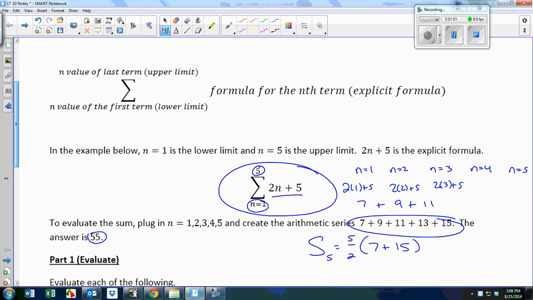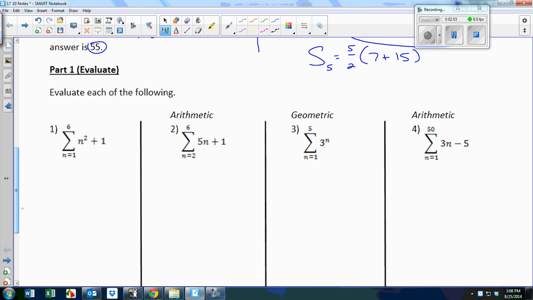But the sigma symbol will tell you what term to start with, the one on the bottom, what term to end with, the one on the top, and what formula to use. We're going to look at number 1 here together, and then probably talk about number 2, and then I'll just show you the answer to 3 and 4, and we can talk about those answers.